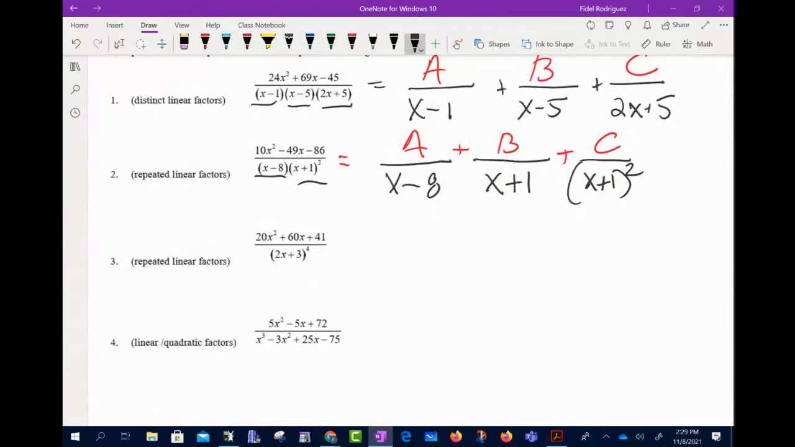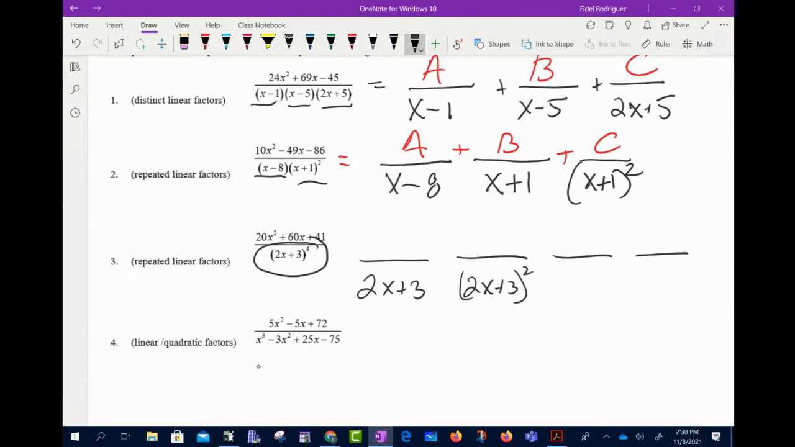All right. Now I want you to look at the third one. Again, we have a repeated linear factor. We have 2x plus 3 raised to the 4th. Since we have 2x plus 3 raised to the 4th, that tells me we're going to have 4 fractions. One of them is going to be 2x plus 3 as the denominator. The other one will be 2x plus 3 squared. Again, we have to build this up: 2x plus 3 to the 3rd, and then 2x plus 3 to the 4th. And then again, I'm just going to take my coefficients, whatever they're going to be, A, B, C, and D.